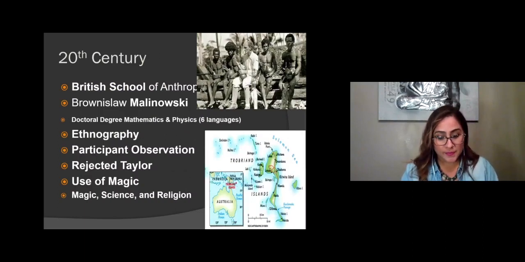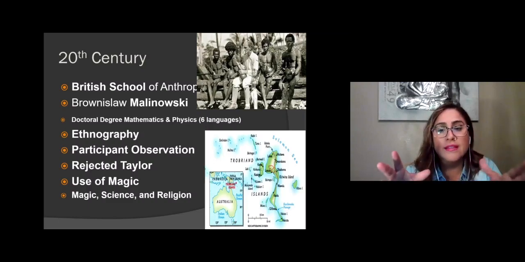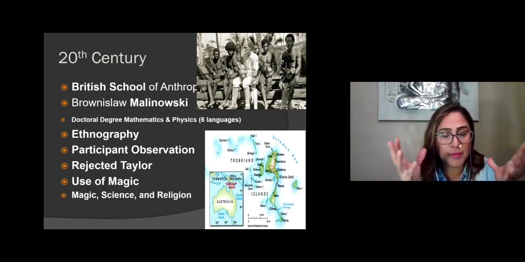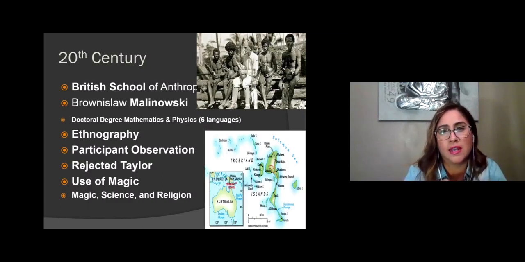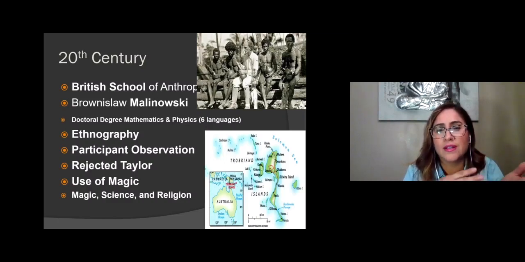So by the 20th century, this field is growing, and more people are intellectuals, in particular, in this case, men were the ones that were having access to education. And coming from wealthy families, they were interested in studying the exotic, and most of them would conduct studies such as Edward Taylor by looking at memoirs and secondhand accounts.